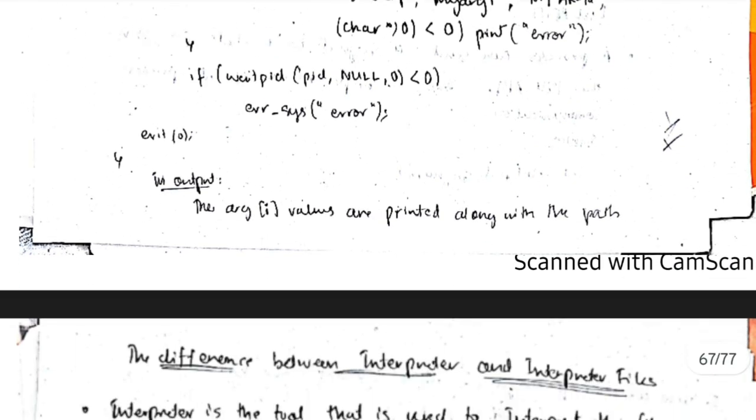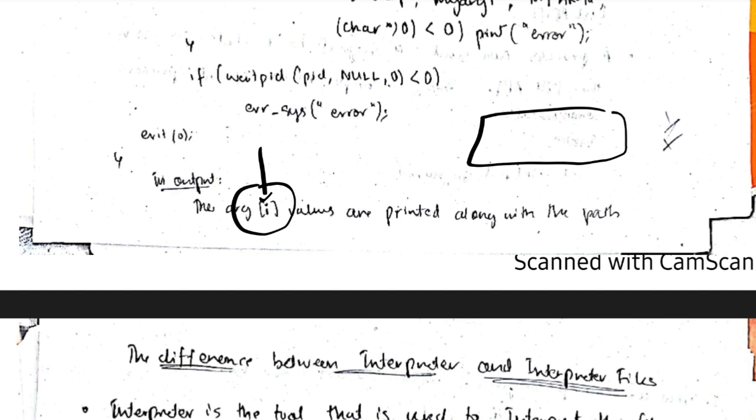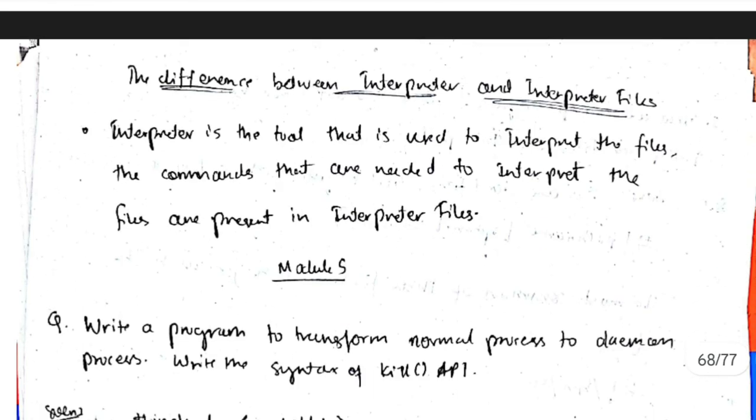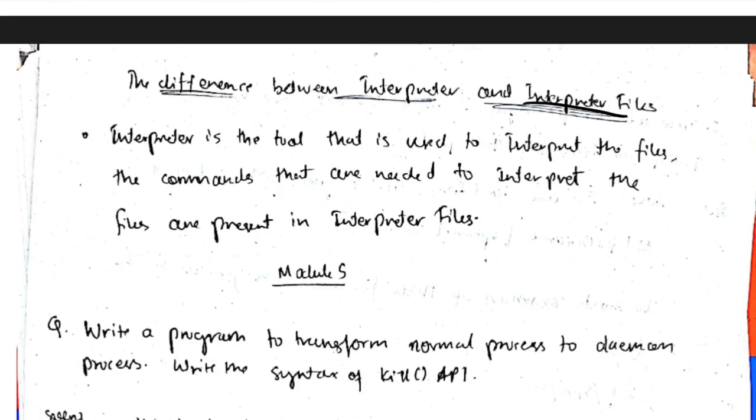If waitpid is null, then also it will be an error. But if PID is equal to 0, the path will be executed. Okay, and what will be the output is the argument of argv values. So in the shell command, when we execute, the argument values get stored here. So when we execute the interpreter file, each of these values get printed. Okay. So to wrap up, what is the interpreter and what is the interpreter file? Interpreter is that which interprets the commands. Okay, and the commands are written in the file called interpreter file.